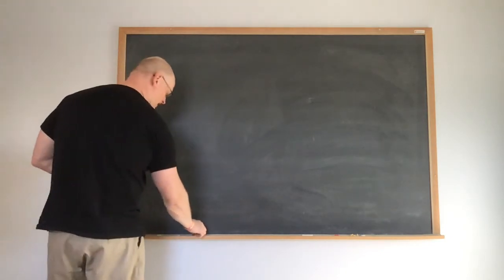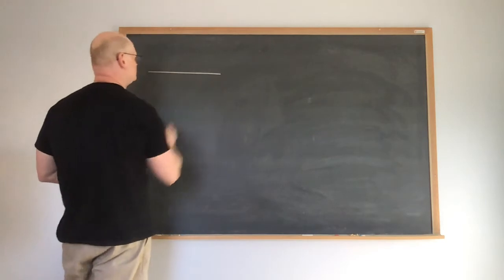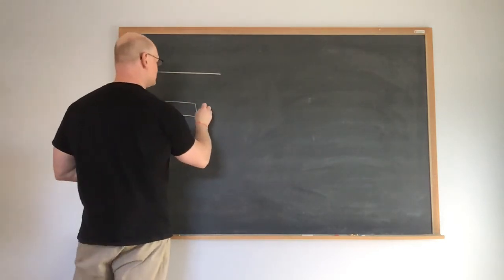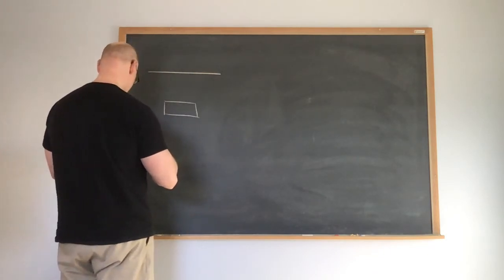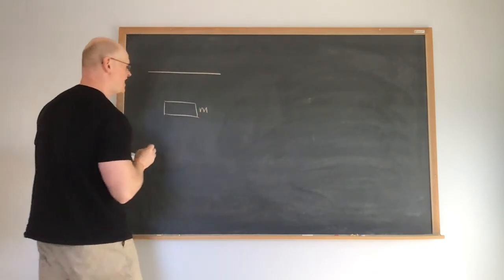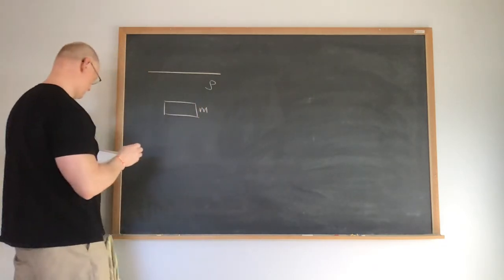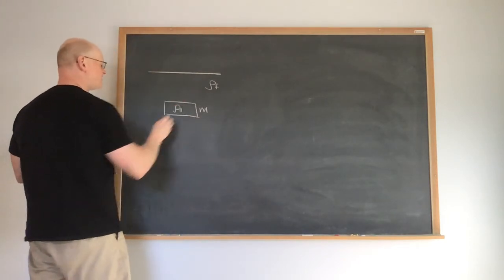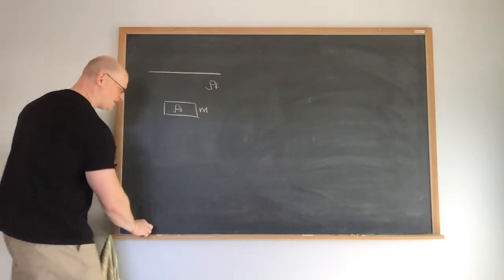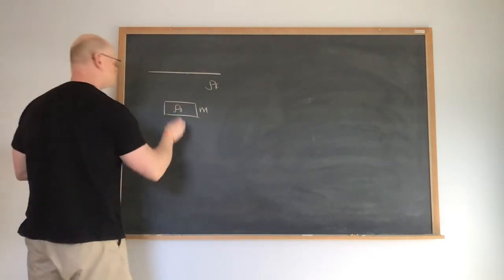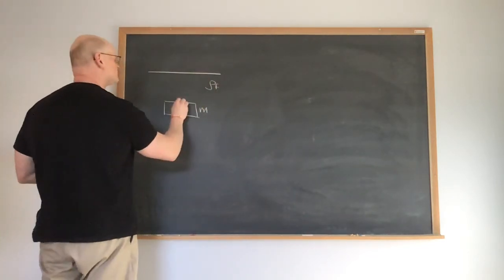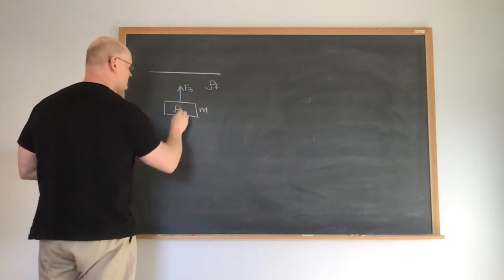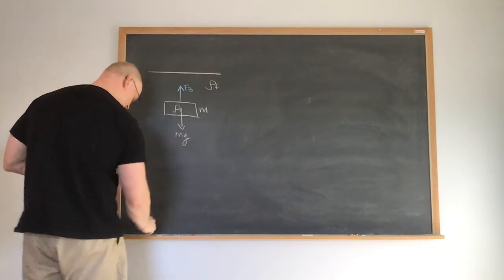So the first example, let's say we have an object which is going to be fully submerged. So here's my object, and this thing has a mass M, and it is in some sort of fluid, which has a density of the fluid, and this object has a density of the object. Now, when this thing is fully submerged, we know it has to have a buoyant force. So this is going to feel a buoyant force in this upward direction, and it also has a weight, so it's going to feel mg down in this direction.